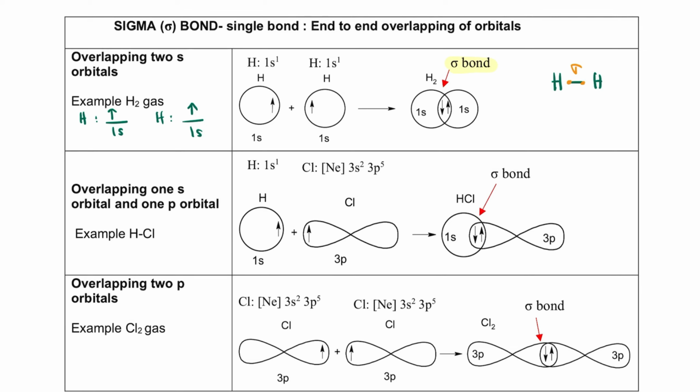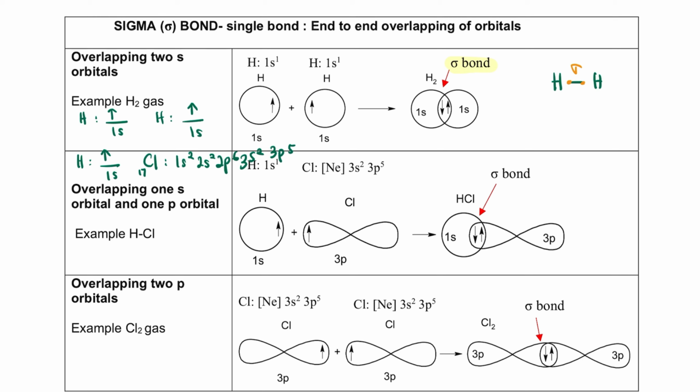Next, overlapping antara 1s orbital and 1p orbital. Example used is HCl. Dia pakai HCl ni senang je. Hydrogen we know that tadi one electron, so 1s1 only. But for chlorine, dia punya electronic configuration, elektron dia ada 17. So kalau kita tulis dia punya full, 1s2, 2s2, 2p6, 3s2, 3p5.